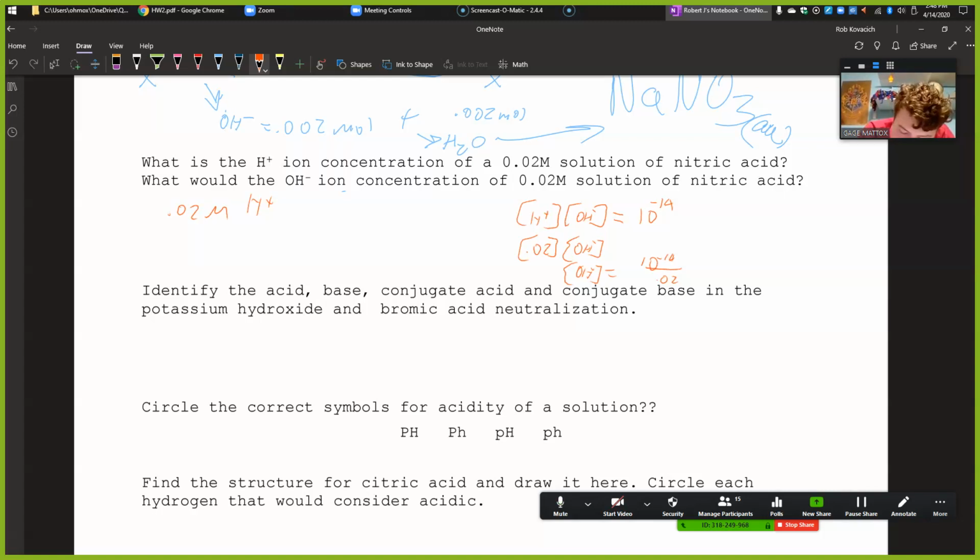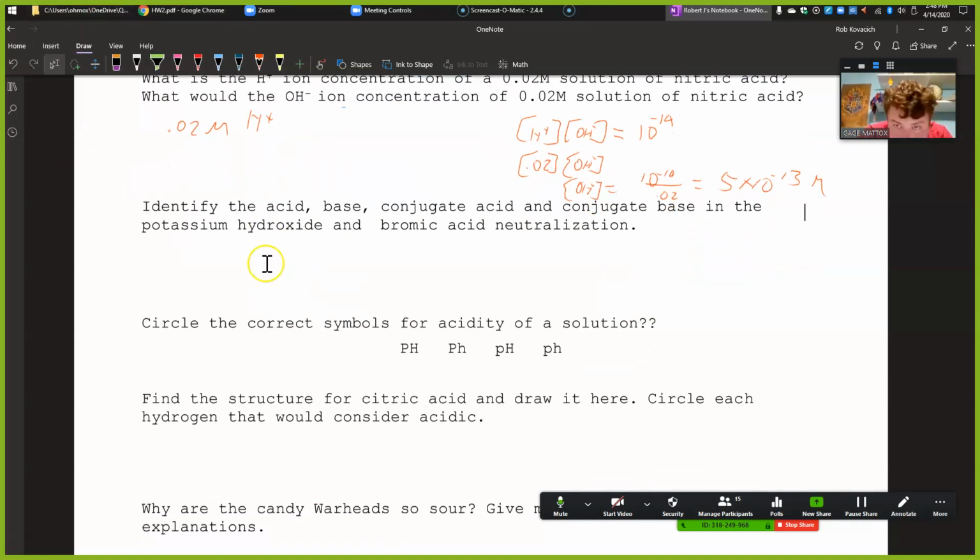E negative 14 divided by 0.02. So then this works out to be 5 times 10 to the negative 13th molar.